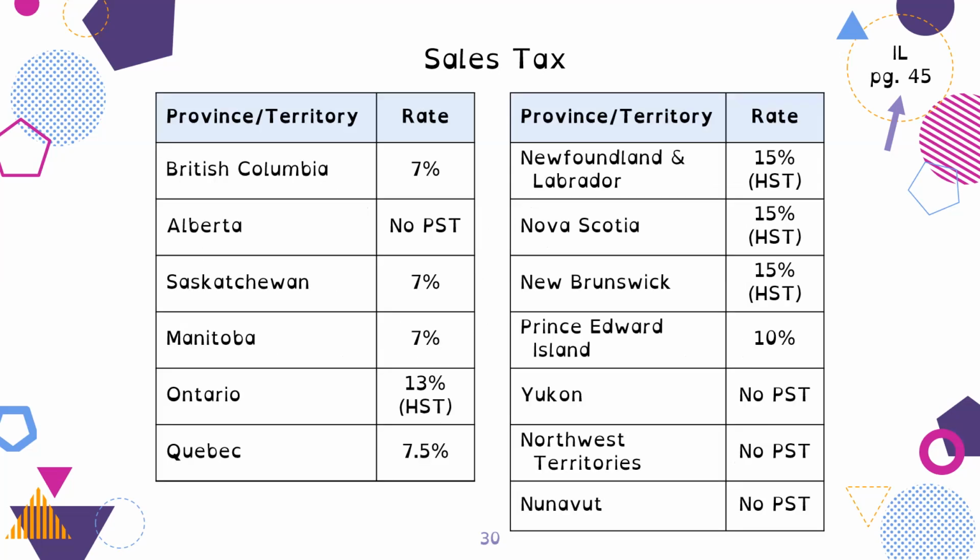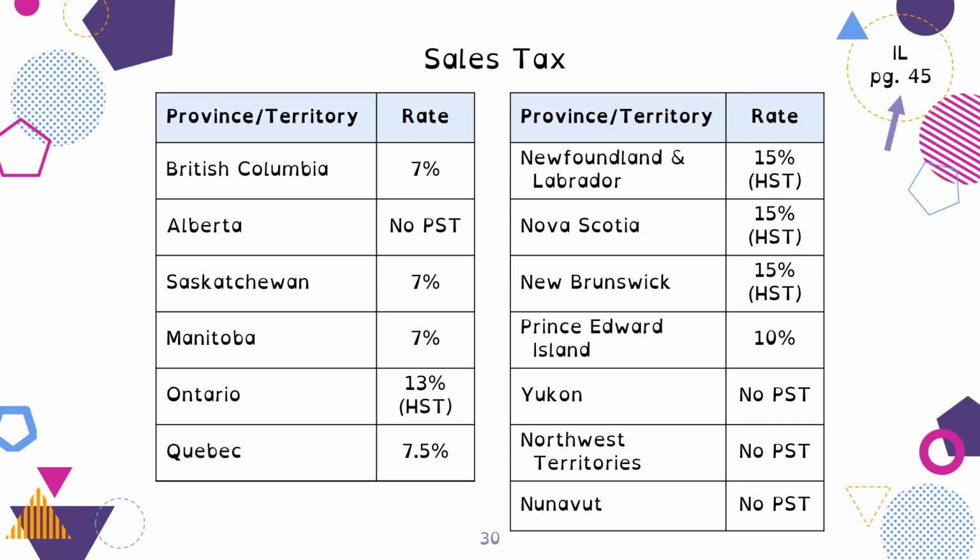So the rates for each of the provinces are as listed, and this is on, I believe, page 45 or maybe page 46 of your IEL booklet. So this is something worth noting to go back to, or screenshot this if you're looking at the video.